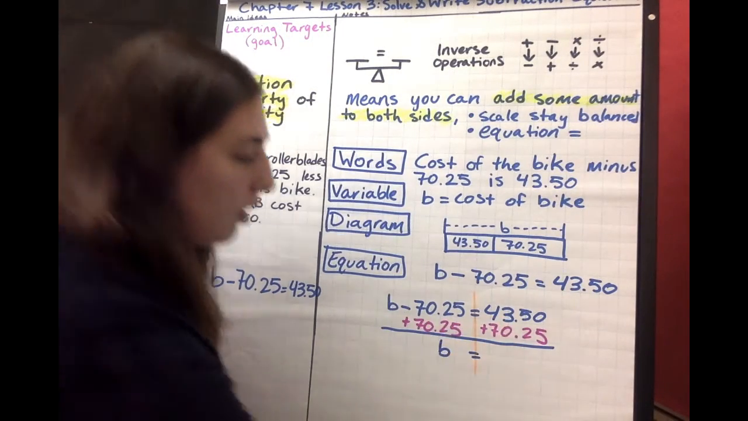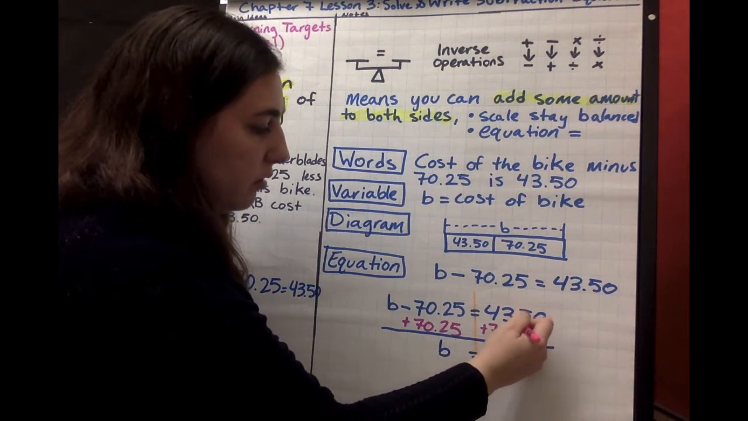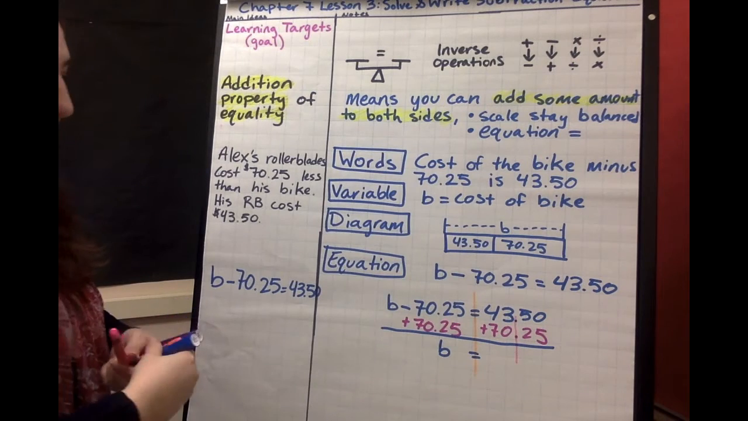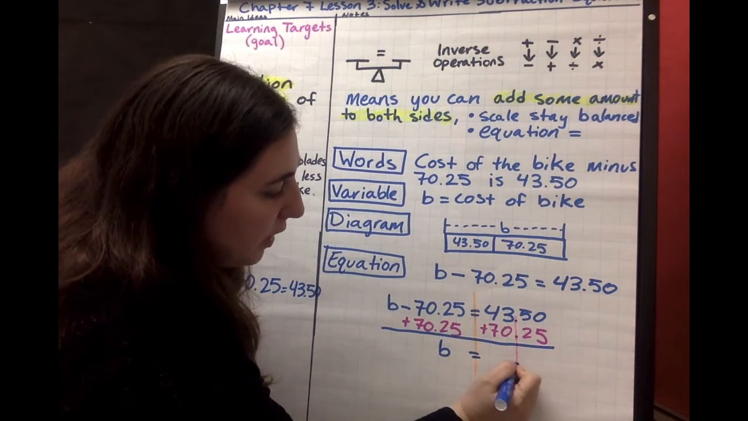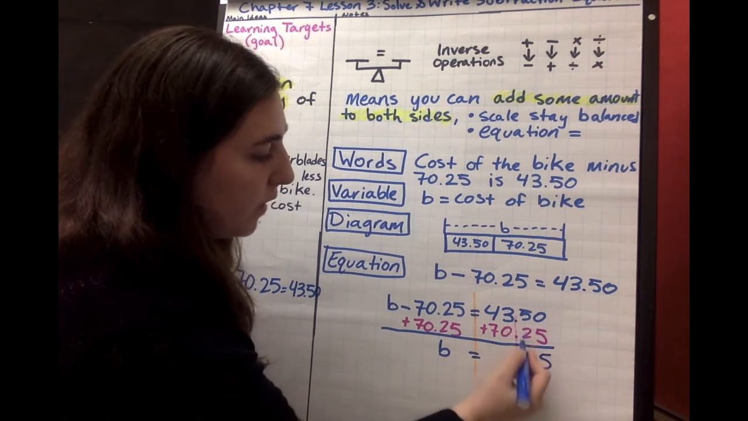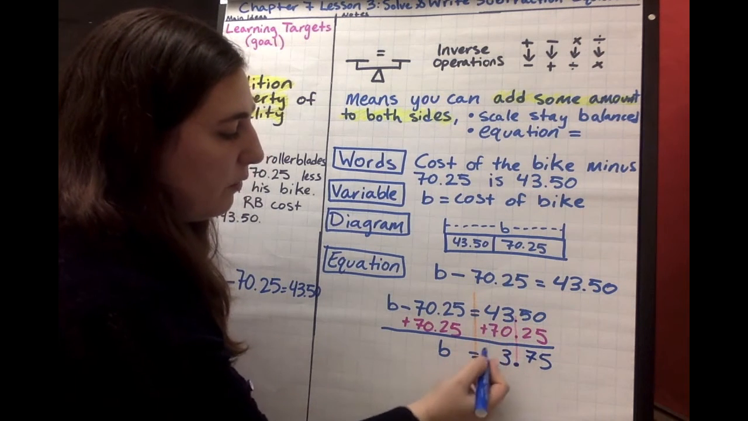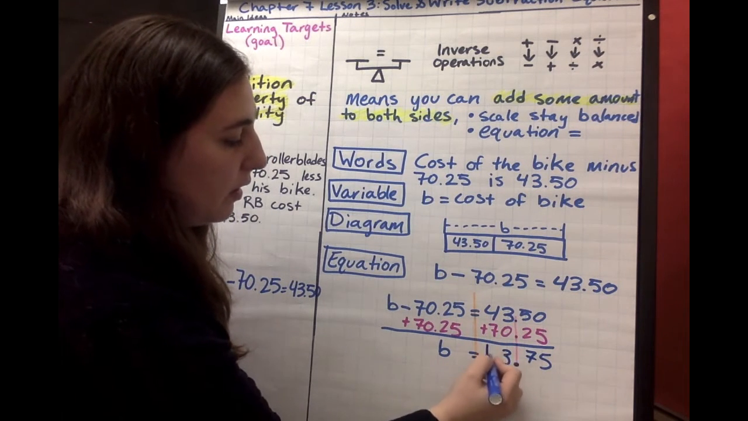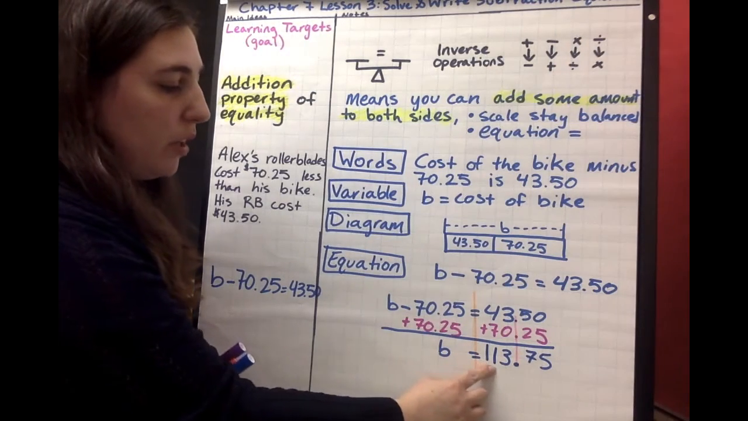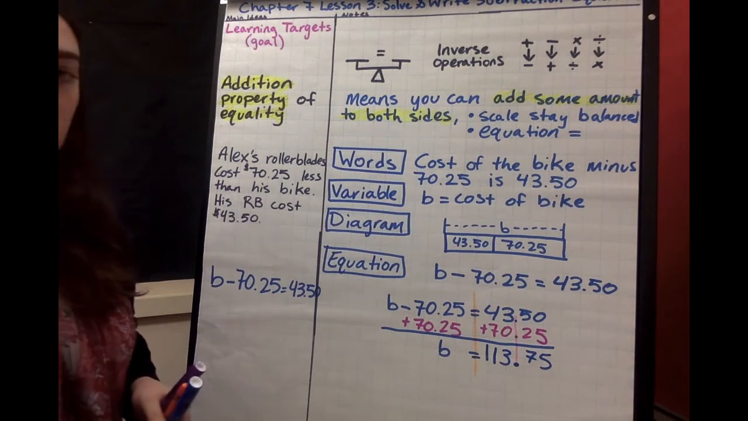Remember when you are adding decimals, the decimal needs to be in the same exact spot, and everything should be lined up. So 0 plus 5 is 5, 5 plus 2 is 7, 3 plus 0 is 3, and 4 plus 7 is 11. Okay, so B equals 113.75. That is my solution.